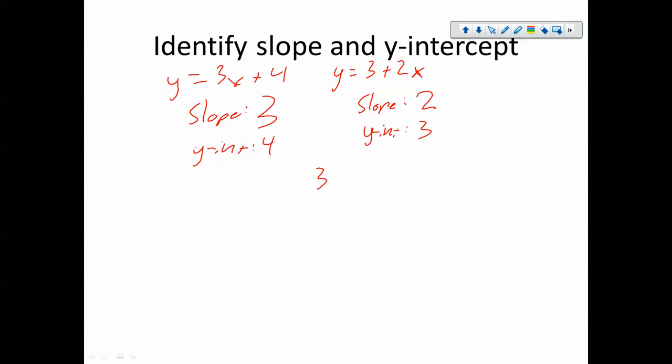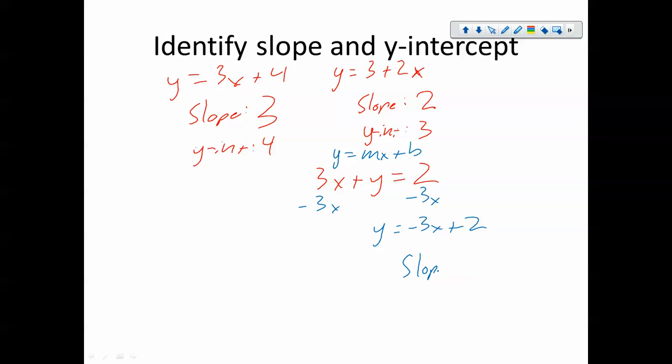Now, you may even have to do a little bit of work first, like in a problem like this. Notice that this is not in slope-intercept form. Slope-intercept form needs to be y equals, and this is not y equals right now. So in order to identify slope and y-intercept on this one, you have to do a little bit of work first. We're going to have to solve for y. And when we solve for y, we end up with something here where we can identify the slope as -3 and the y-intercept as 2.